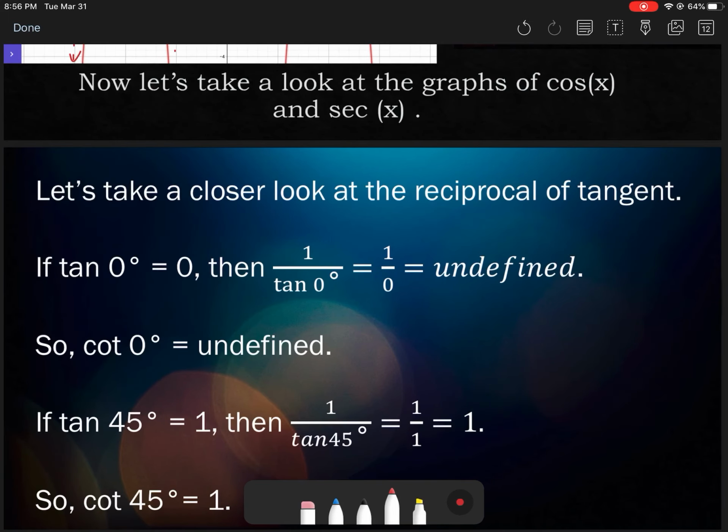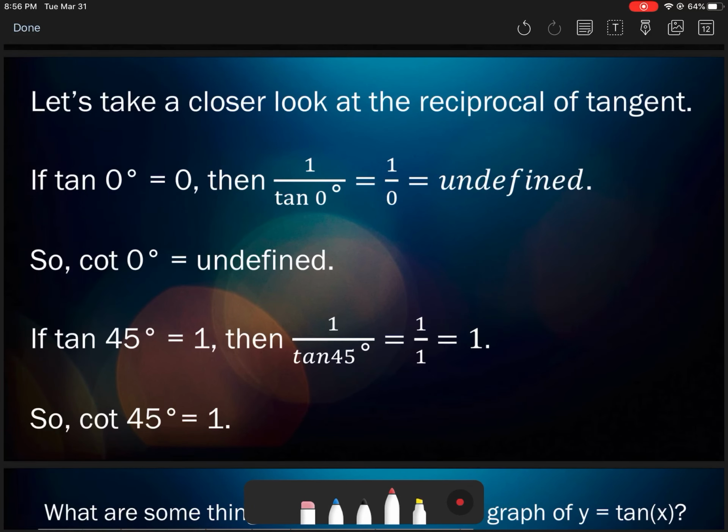All right, now let's take a look at tangent. So if tangent of 0 equals 0, then 1 over the tangent of 0 is going to be 1 over 0, which is undefined. Therefore, cotangent of 0 is undefined. If the tangent of 45 degrees is 1, then we're going to get 1 over 1, which equals 1. Cotangent of 45 equals 1.